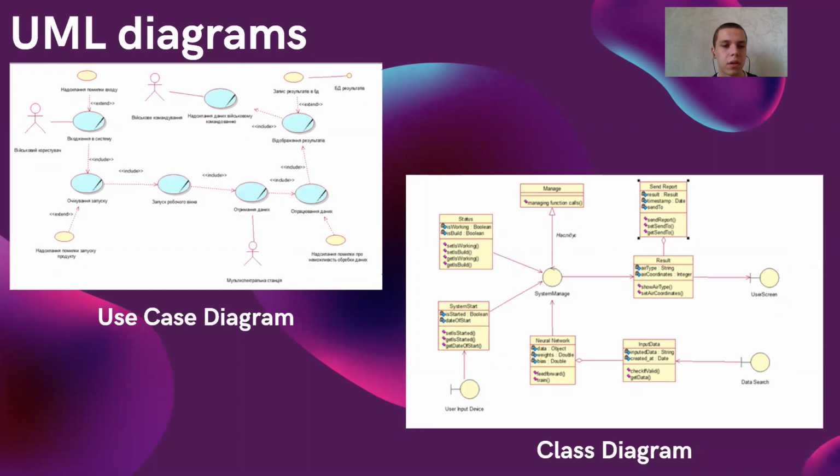In the use case diagram, we will see how our program will be used and how it will interact with other programs such as a multispectral station or some user. On the right, you can see the class diagram, showing how the structure of the project will look. Here is a neural network and input data. We input data into the neural network and predict it.